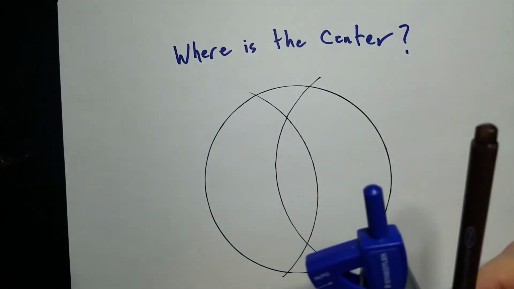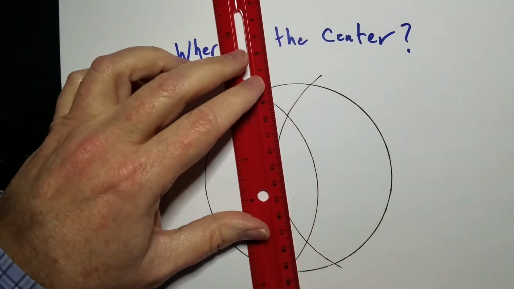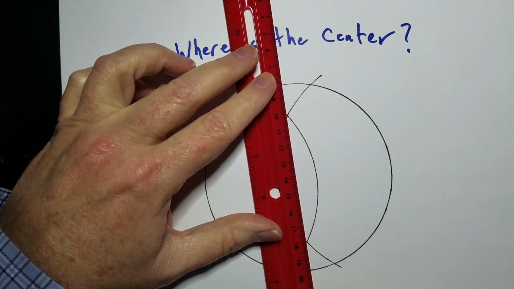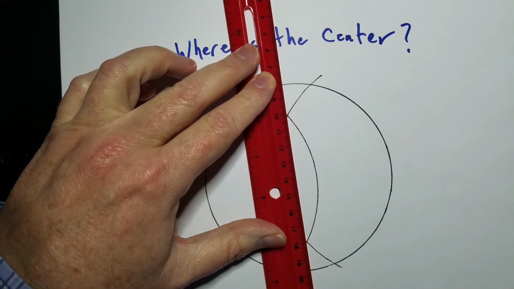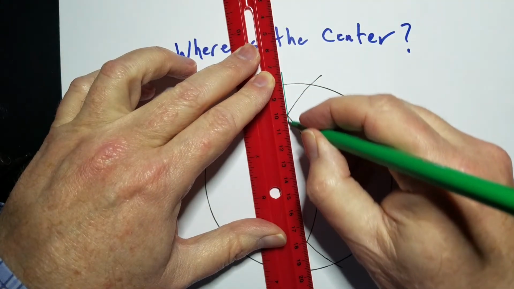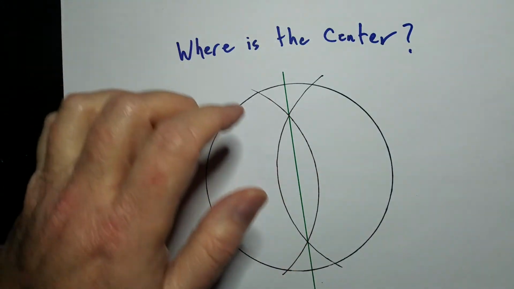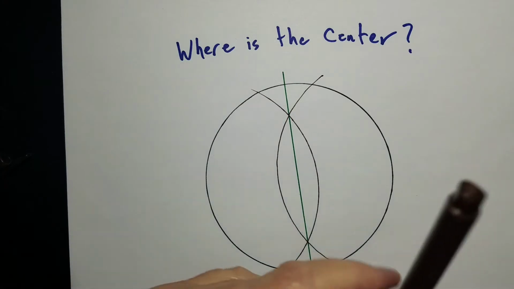And where they cross, this is what you're going to do. You're going to take a ruler and connect those two dots with a line, like so.